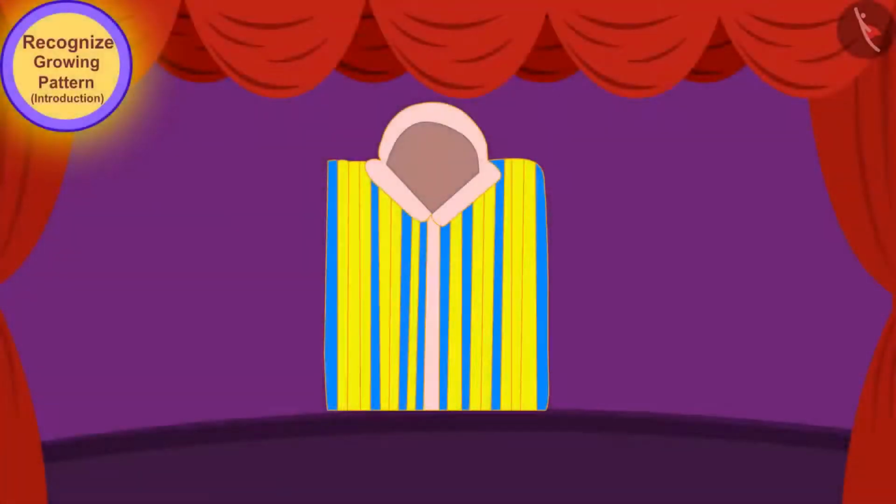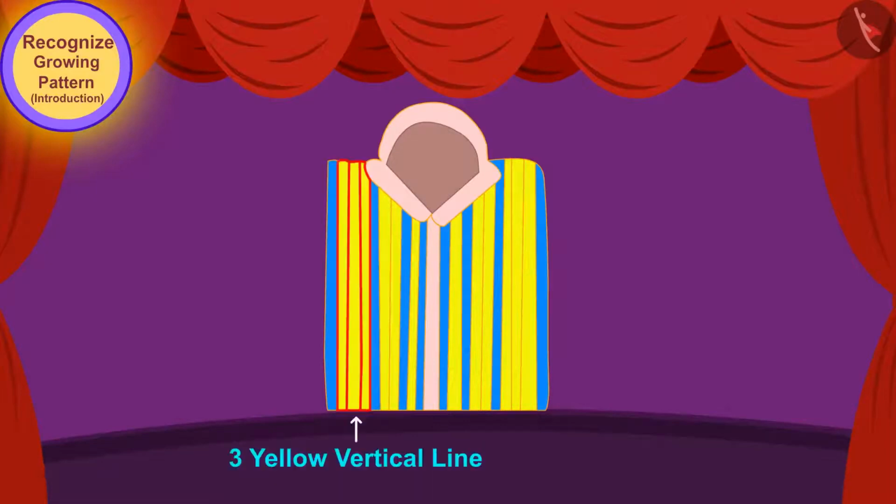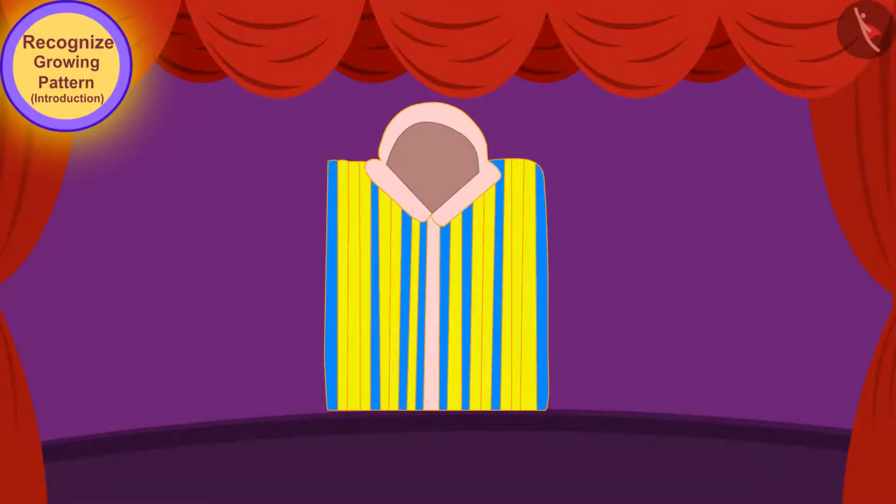At first, there was only one blue vertical line and one yellow vertical line. Then, a blue line and two yellow lines were added to the pattern. Then, a blue line and three yellow lines were added to the pattern. So, children, what rule do you see here? Exactly. Every time there is a blue line, the number of yellow lines keeps increasing in the pattern.